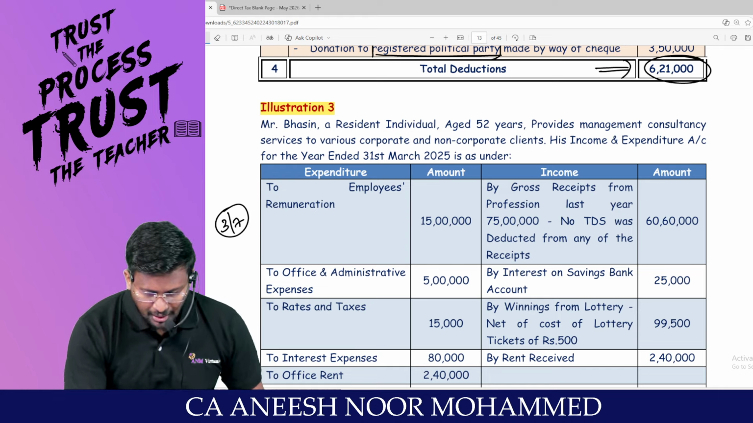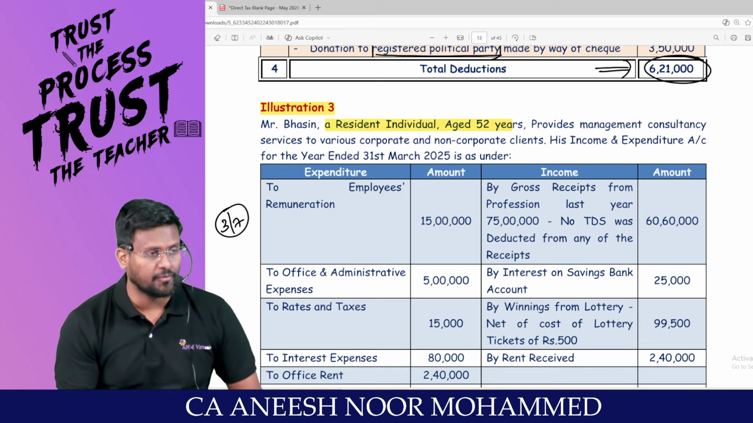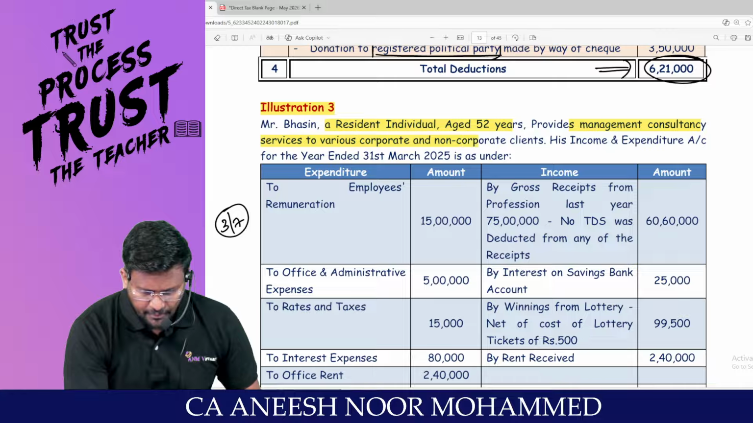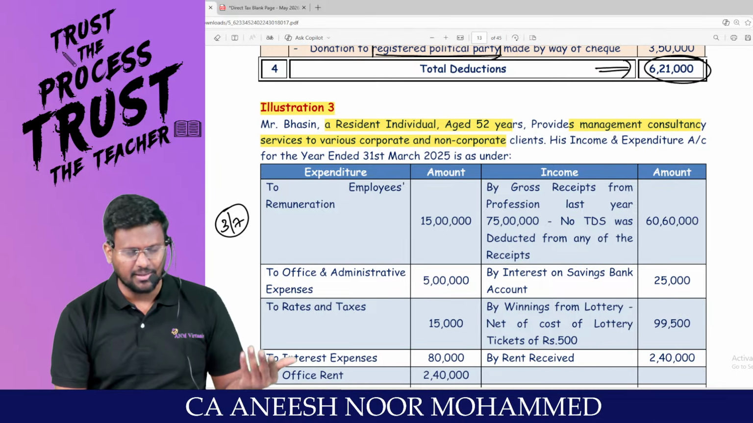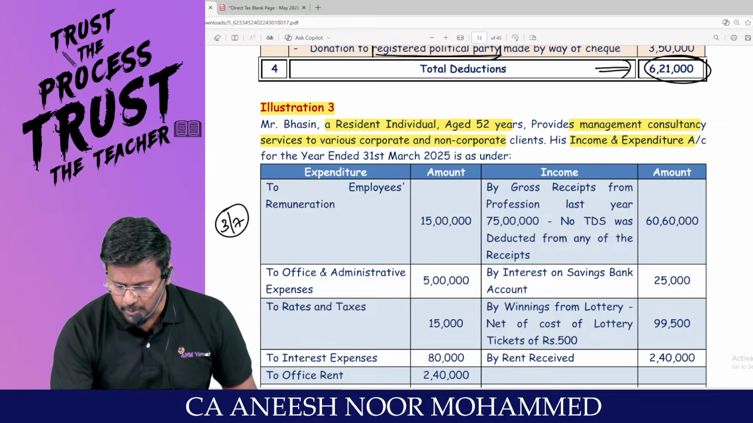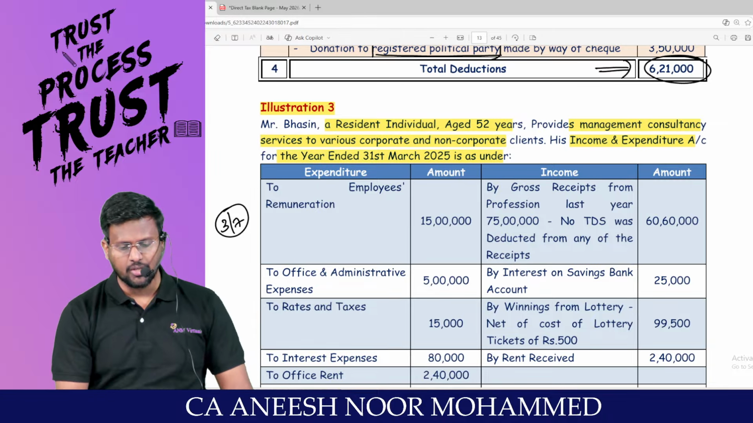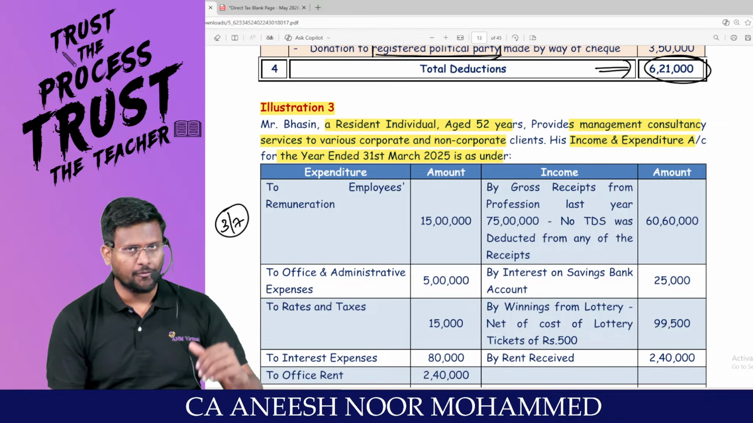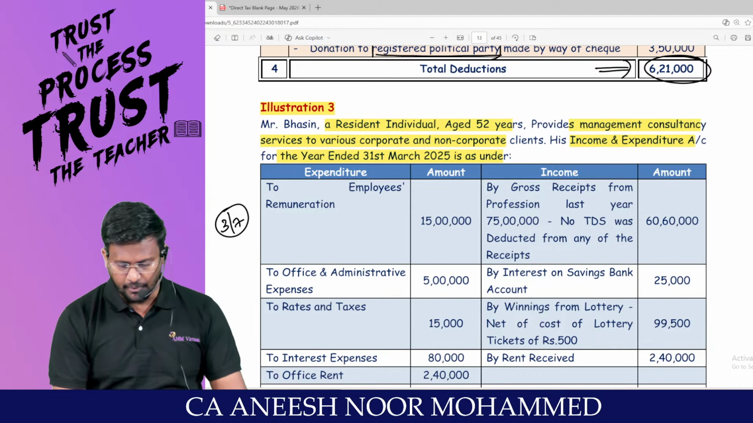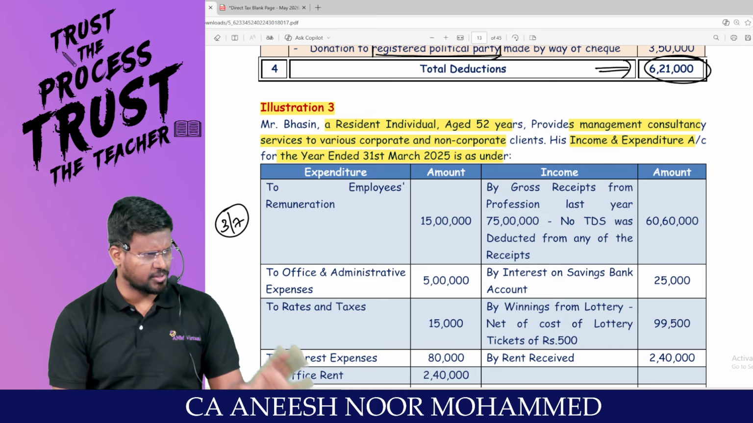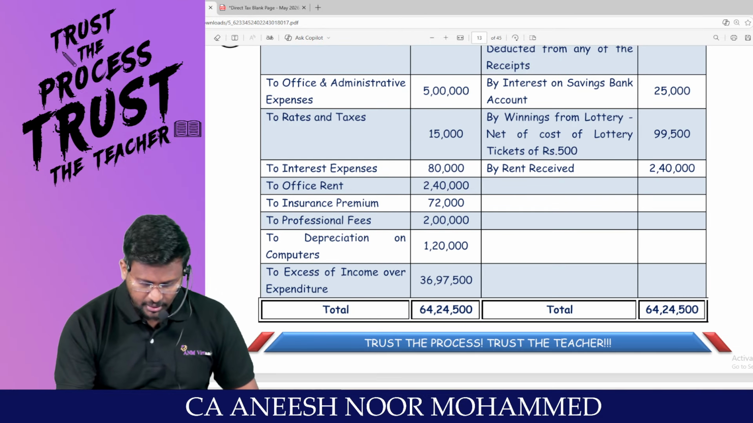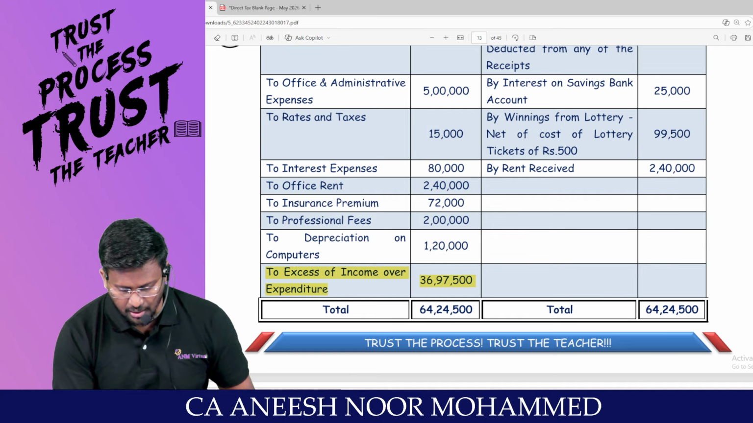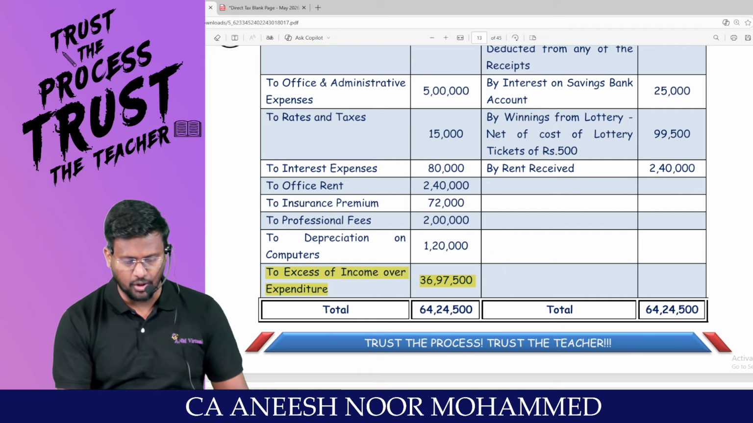Mr. Bashin, a resident individual, aged 52 years, provides management consultancy service to various corporate and non-corporate clients, like a professional. His income and expenditure account for the year ended 31st March 2025 is as under. For business people, P&L will be given. For professional people, income and expenditure will be given. The difference between P&L and income and expenditure is nothing. Only instead of writing P&L, they will write excess of income over expenditure. That's it. So we have to start with the excess of income over expenditure.